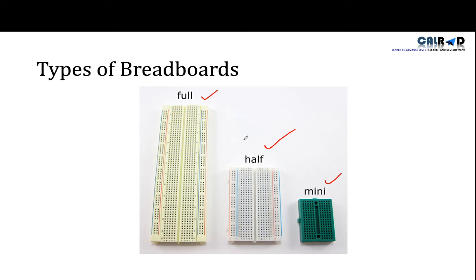For DLD, for basics, a half breadboard is quite enough, because in DLD we will be doing experiments of the AND gate, OR gate and NOR gate, and there are only a few components like an IC, LED, resistor and a battery. So a half breadboard is quite enough for these experiments.